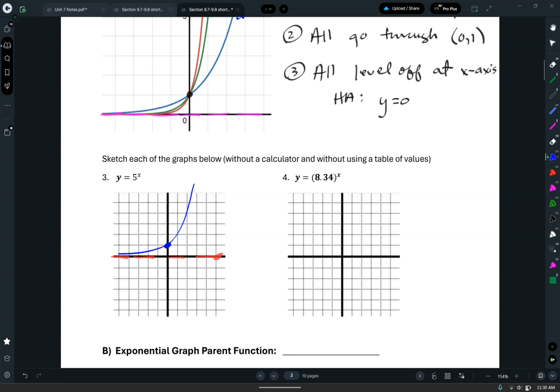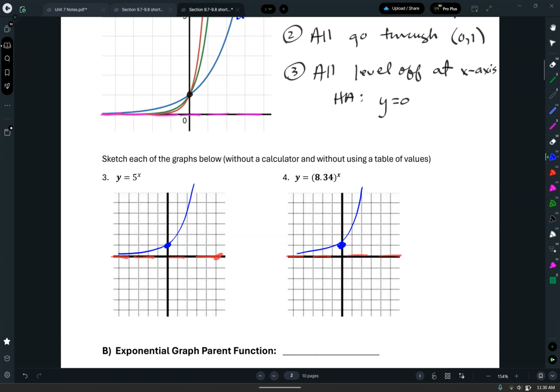Okay, so is number 4 here any different? What if the base is 8.34? Who cares? Doesn't matter if it's a decimal, whole number, whatever. If that has an exponent of x, then I know it goes through the y-axis at 1. I know it's going to level off down here on the x-axis. And it's going to have the same basic shape. Okay?